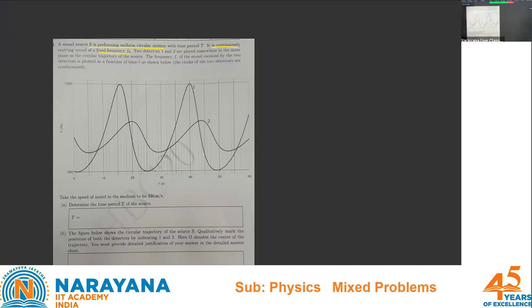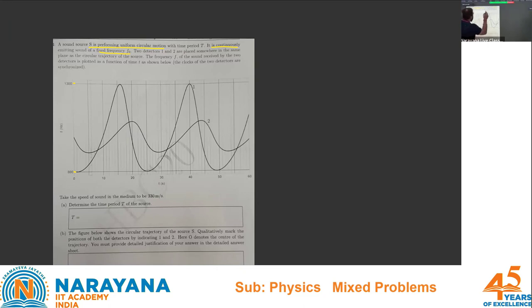The person is moving in a uniform circular motion. There are two detectors placed somewhere in the plane of that circle. Both the detectors receive frequencies, and he has plotted the frequency received versus time graph. The frequencies they receive have a maximum value of 1300 and a minimum of 800. There are other values also which are not depicted, but the maximum and minimum are given.